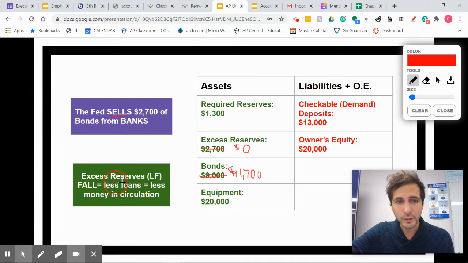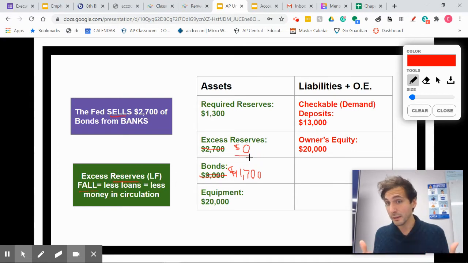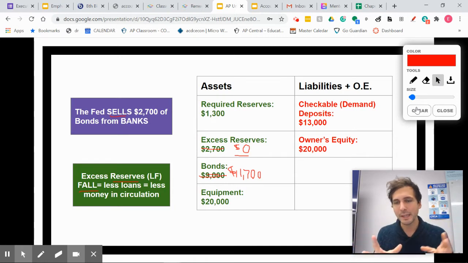Our excess reserves have fallen, which means this bank can't give out any loans in this situation. And every bank across America is experiencing the same thing. There are fewer loanable funds because of what the Federal Reserve did when they sold bonds to the banks. And so there's less money in circulation, and that decreases the supply of money. Okay, now, all of that is true. And yes, it will have a multiplied impact.